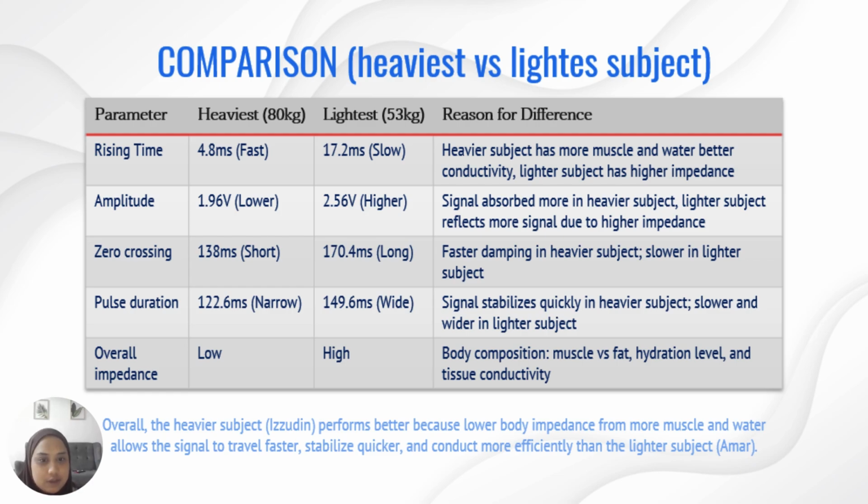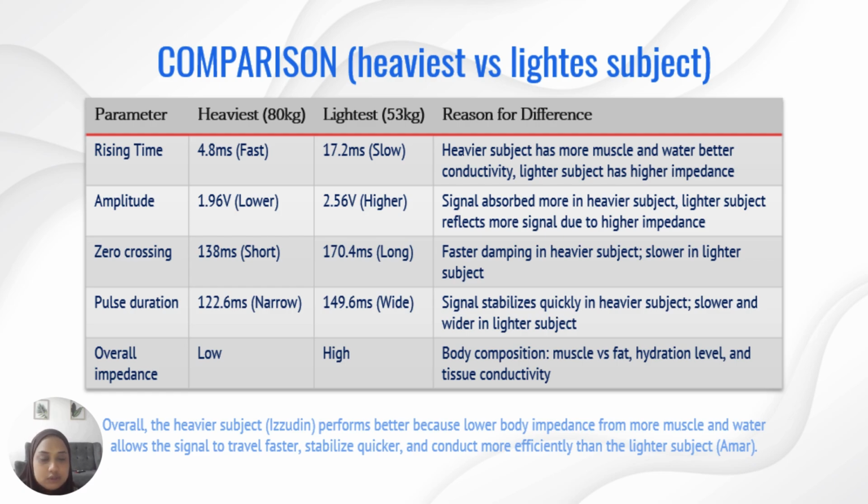Next, this is the comparison between the heaviest student and the lightest student. For this slide, we compare the conducted emission results. I take the heaviest, 80 kg, and also 53 kg. The heaviest subject shows a faster rising time, lower amplitude and shorter pulse duration, which indicates lower body impedance and better signal conduction. In contrast, the lighter subject has a slower rising time but higher amplitude and also wider pulse duration due to higher impedance, causing more signal reflection.